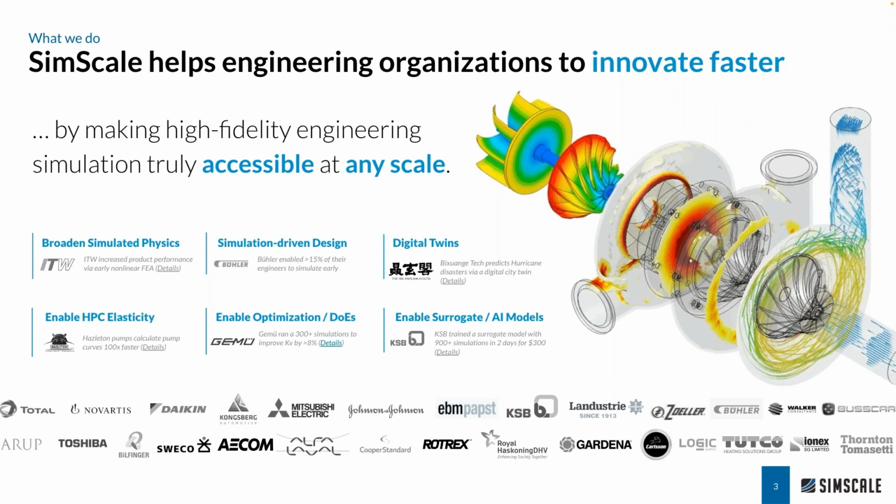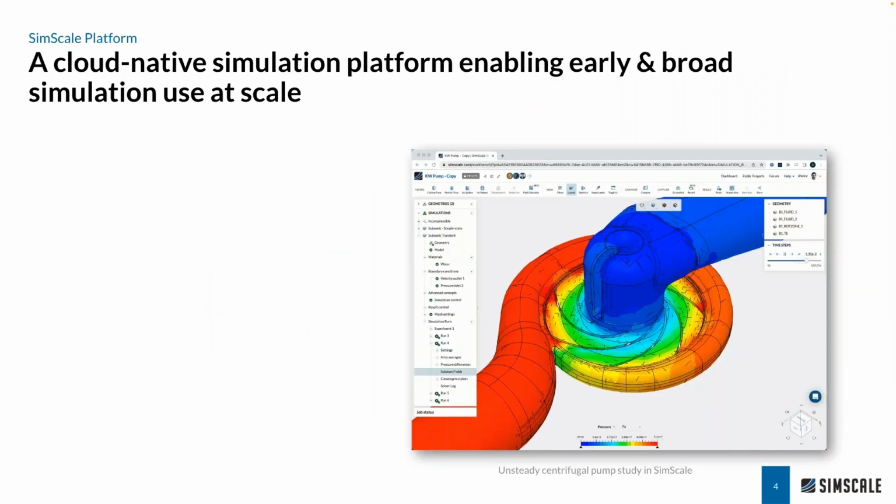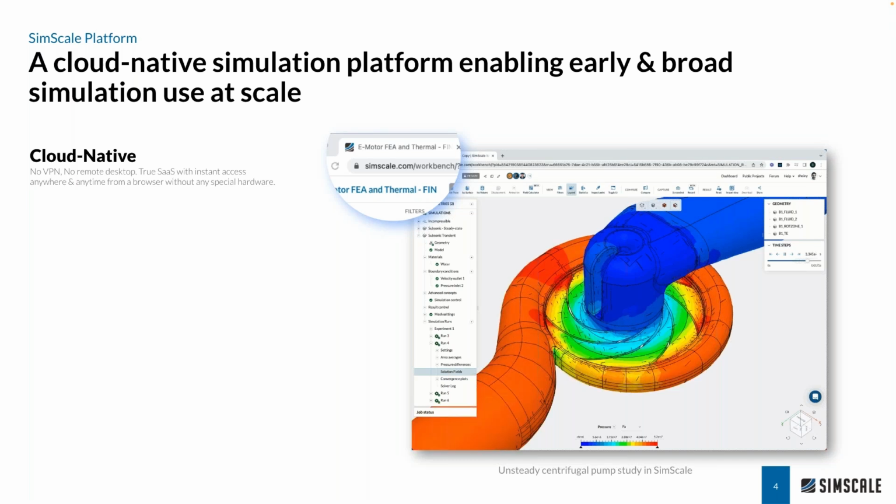And you can see how we do that in the next slide, where you can see the first thing you notice when you talk about SimScale is we are cloud native. So you don't need any VPN. There's no need for remote desktop connections or any access from local hardware. Everything is done on the cloud within a browser. All you need is a stable internet connection, and you can open up SimScale on a browser and start simulating.